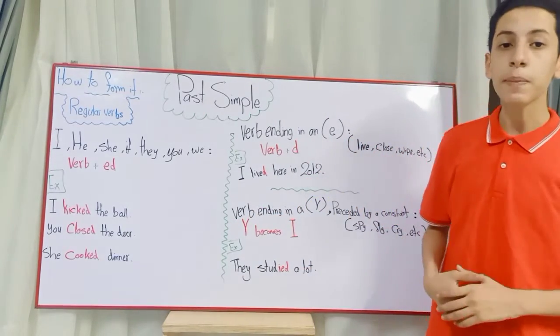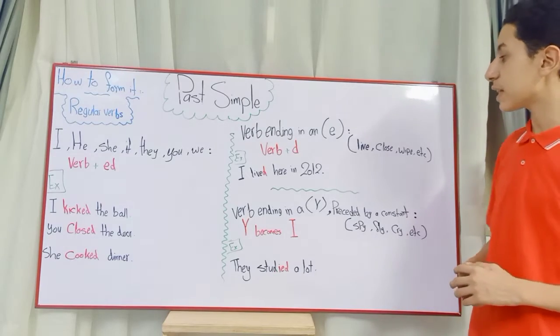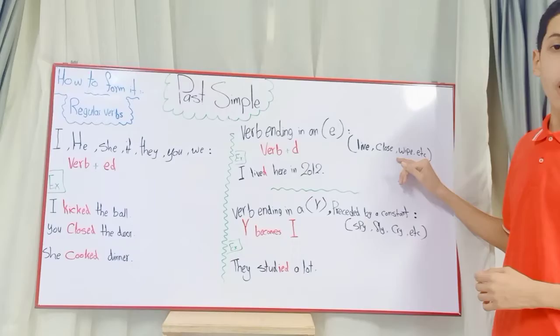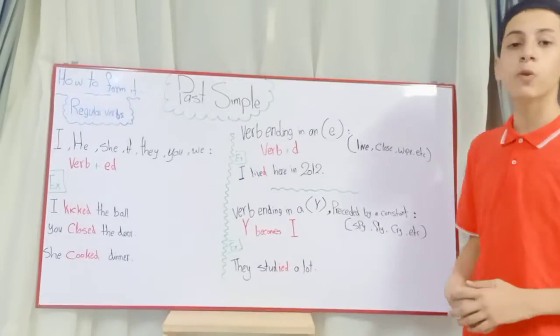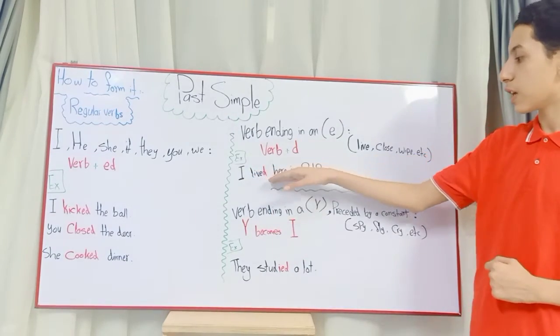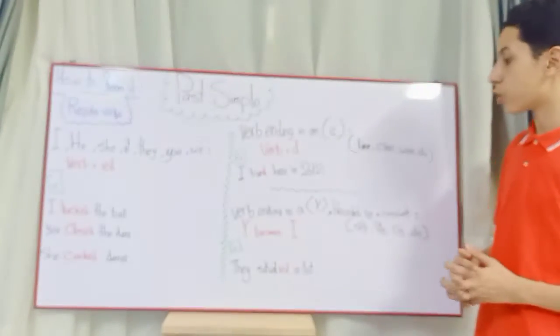Okay? And you're going to be careful with the verbs ending in an E. For example, live, close, wipe, etc. So here we put the verb plus D. For example, I lived here in 2012.